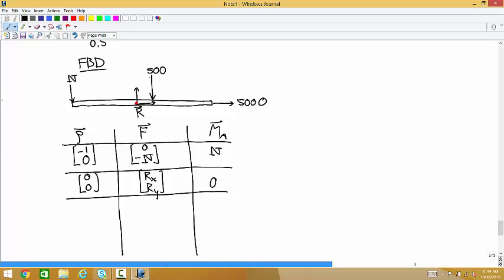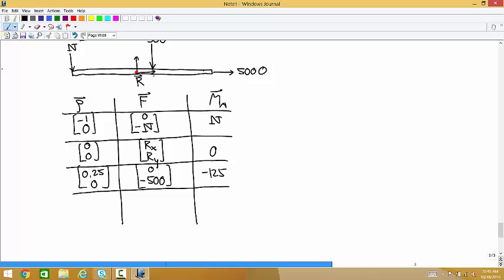Then the 500 Newton force, that's the distributed load. The rho vector is 0.25, 0. The force is 0, negative 500. And the cross product is negative 125. And then the last one is that 5,000 Newton force. Its line of action goes right through the about point, so we know it's not going to produce a moment. The rho vector is 1, 0, the force is 5,000, 0, and so the cross product is 0.